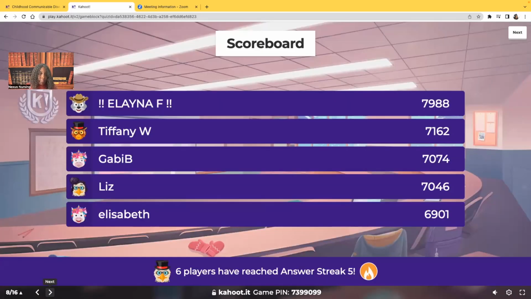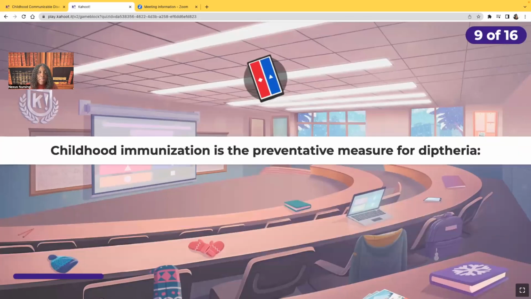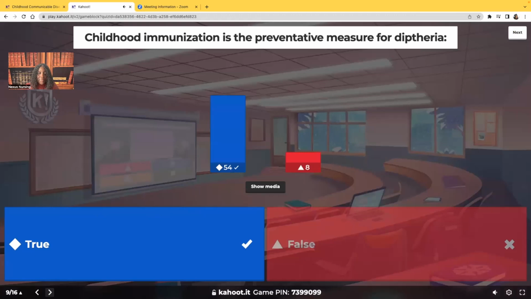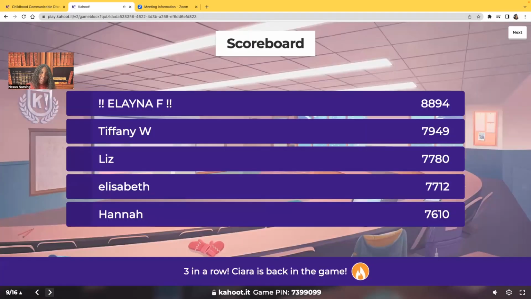They need rest. True or false? Childhood immunization is the preventative measure for diphtheria. What do you guys say? Is it true or is it false? Very true. Yep. Number one way to prevent it is to get vaccinated against it.